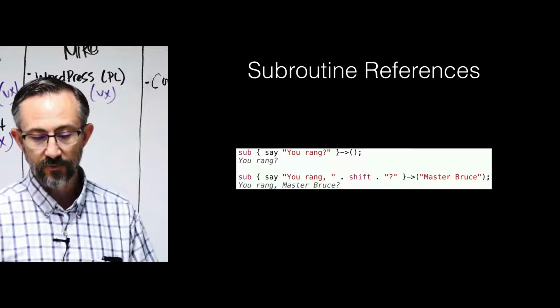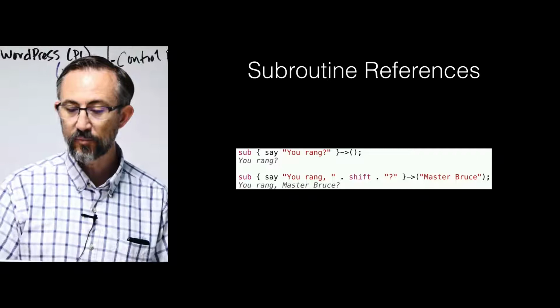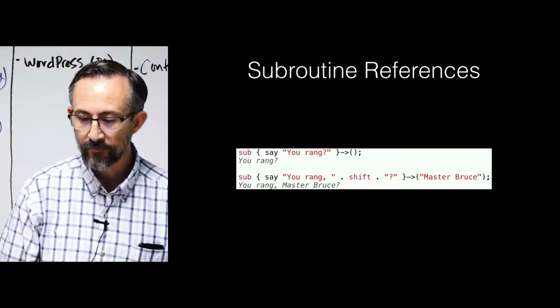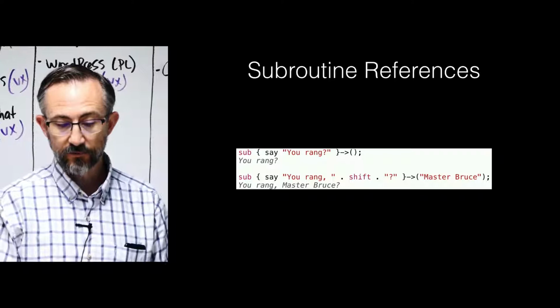In Perl, we know how to make references from arrays and hashes by prefixing the variable with a backslash. In subroutines, we can reference those also. We usually do that by doing backslash ampersand subroutine name. But like other Perl variables, they can be created anonymously and then immediately used. We can even pass arguments to anonymous subroutines, as in the second case here.